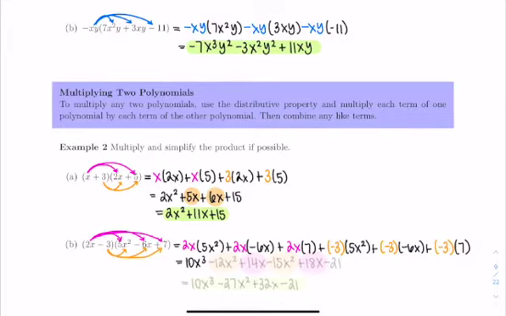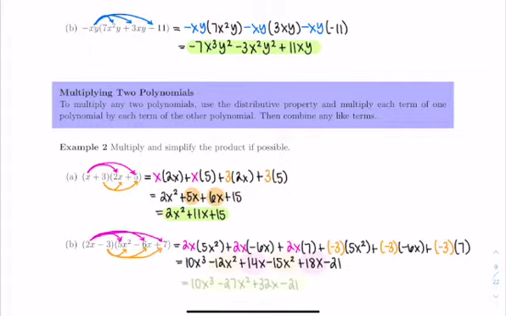2x times -6x is -12x squared. 2x times 7 is going to give me 14x. And then -3 times 5x squared gives me -15x squared. -3 times -6x gives me plus 18x. And -3 times 7 is -21.